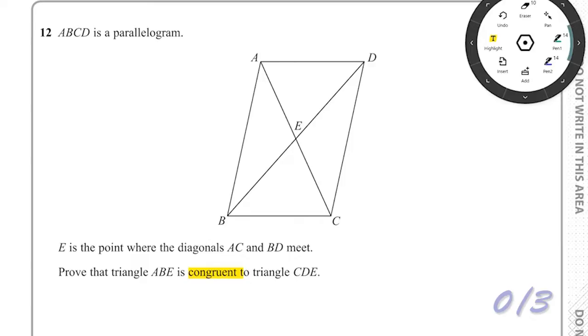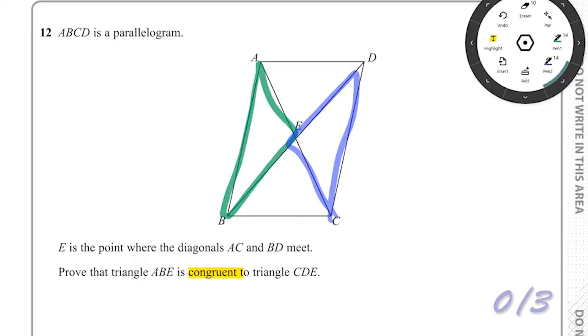We need to show that triangle ABE is congruent to triangle CDE. We need to show that those two triangles are exactly the same. So we're going to do that by showing that the angles are the same and the lengths. There are lots of pairs of angles that we can show are the same. One of them is angles BAC and ACD.